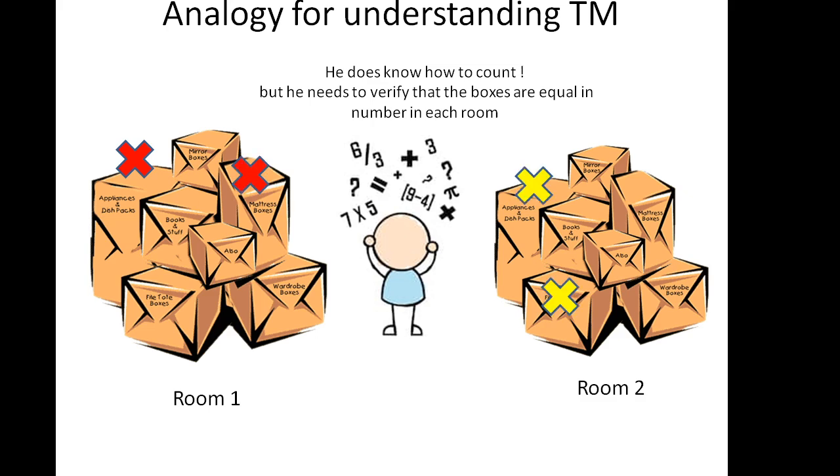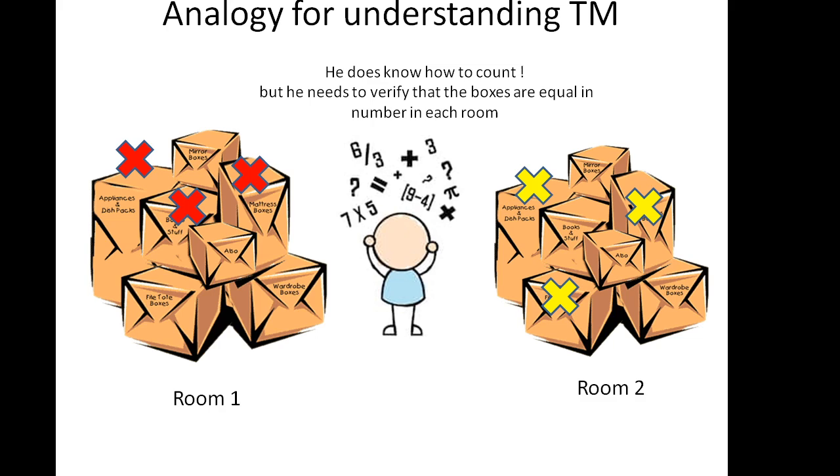Again he goes to room 1, puts a cross, goes to room 2, puts a cross, goes to room 3, puts a cross, goes to room 2, puts a cross. He'll keep doing this till all the boxes are finished in room 1 as well as in room 2. So if there are no boxes left in room 2, then what does it mean? That he has an equal number of boxes in room 1 and room 2.